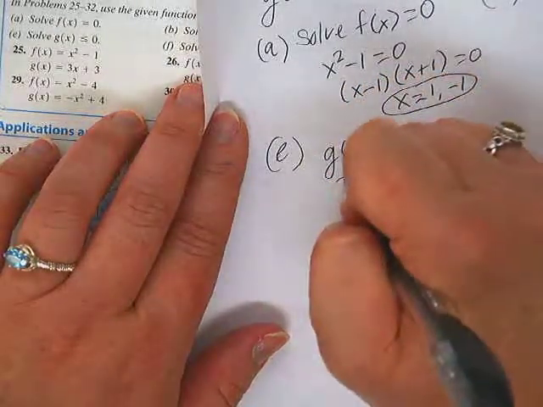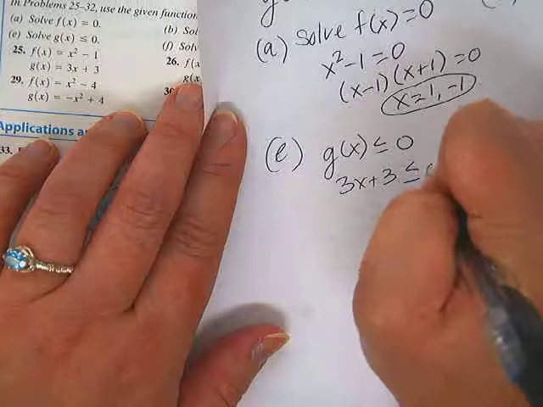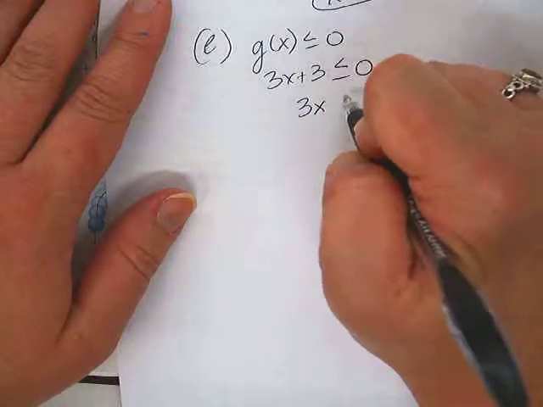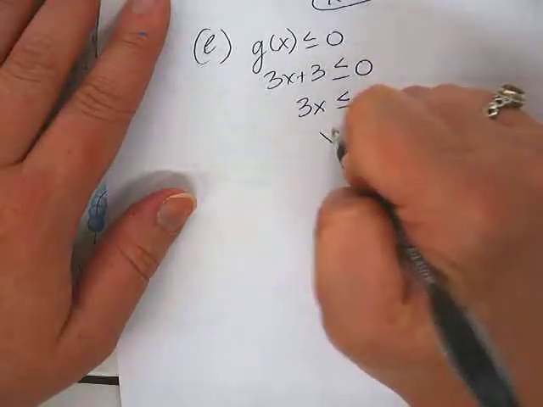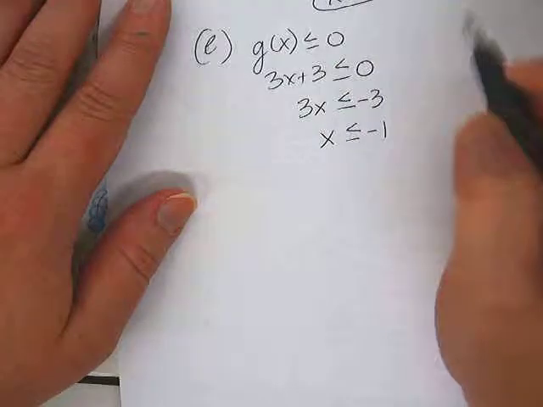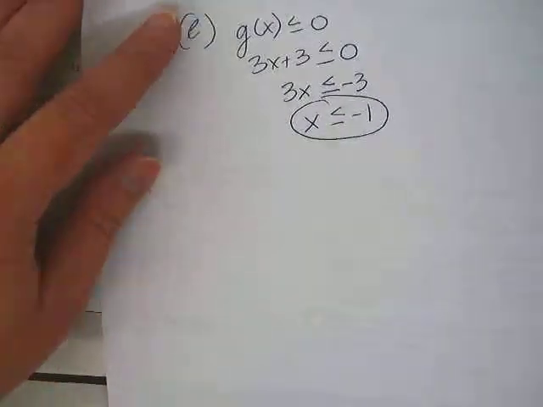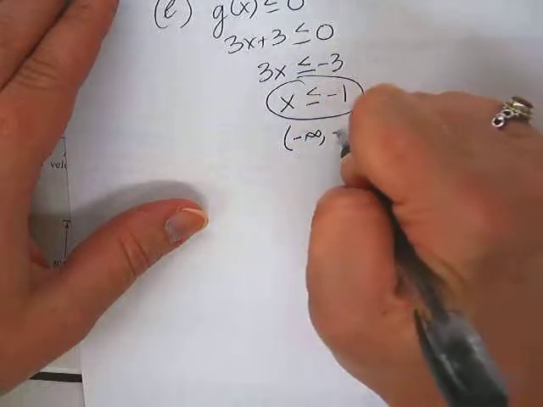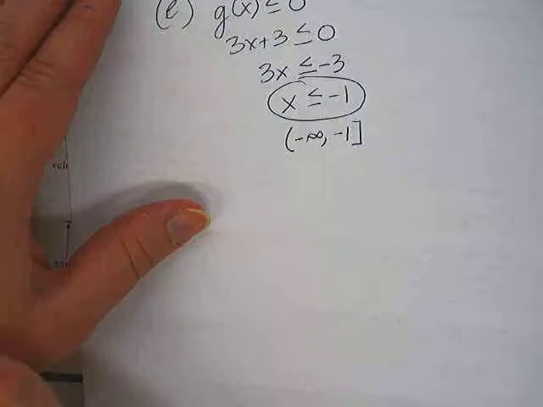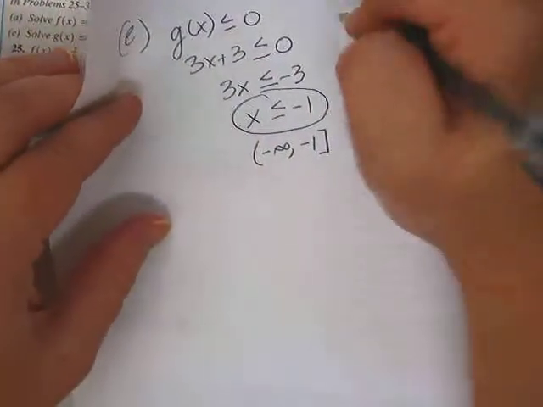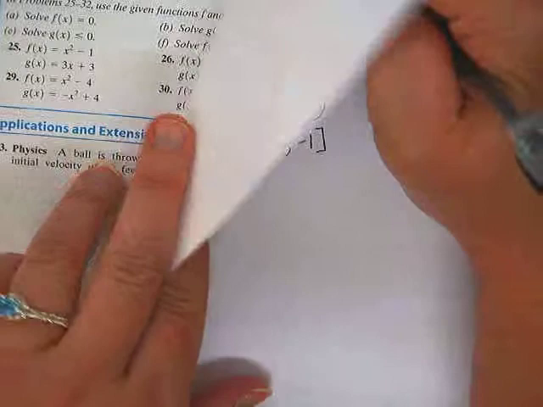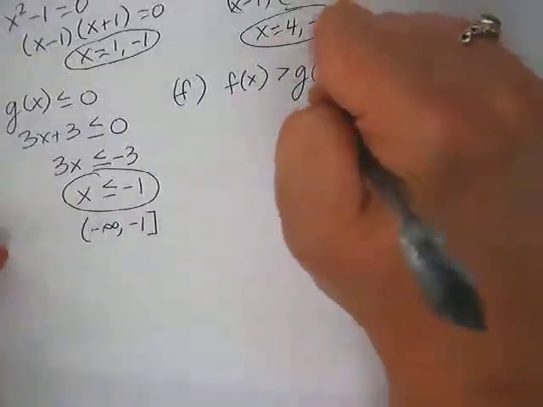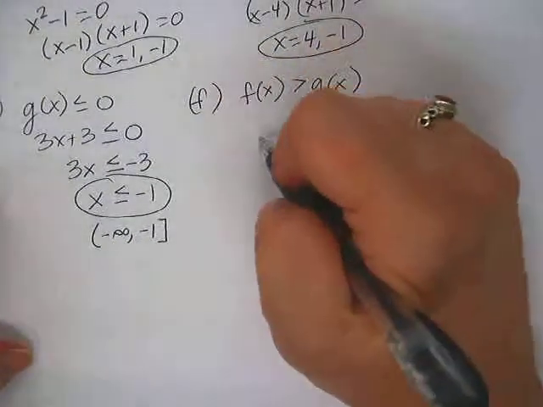E, we want to solve g of x is less than or equal to 0. So 3x plus 3 is less than or equal to 0. Since this one is just a linear function, we can just go for it. 3x is less than or equal to negative 3, which means x is less than or equal to negative 1. What's another way of writing that answer? Negative infinity to negative 1 closed. Right?